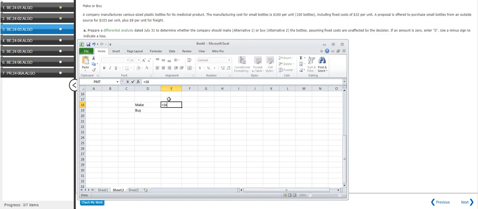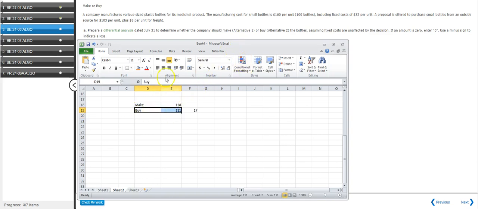So the cost to make it really isn't the $32. The variable cost to make units is $128, which is the relevant part of it. If we want to buy it, it's going to equal $103 given in the problem, plus $8 of freight to ship it to us. Alright, so which one do we want to do? These are costs, remember. We want to pick the lower number. We want to minimize cost. The difference between the two numbers is 17.